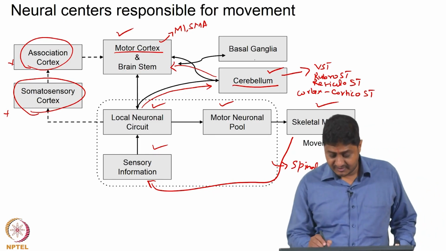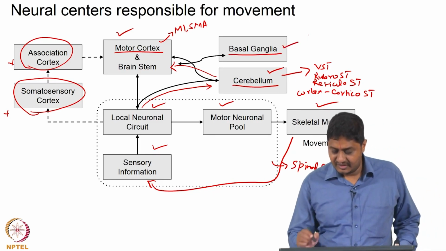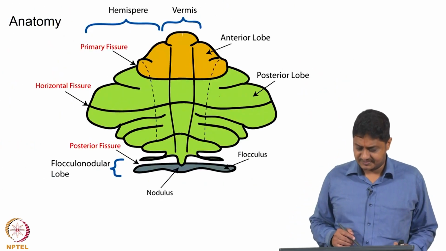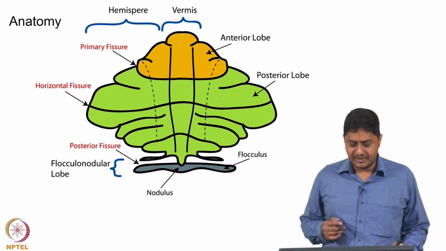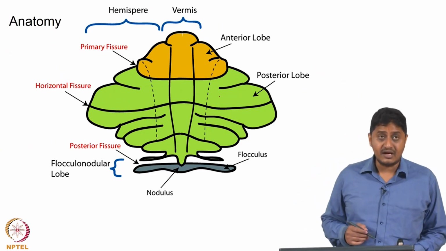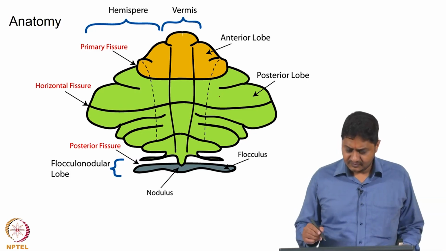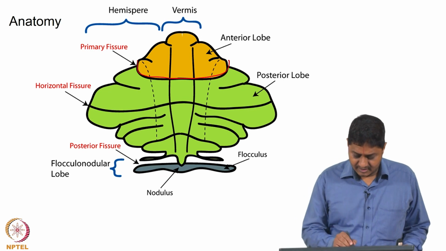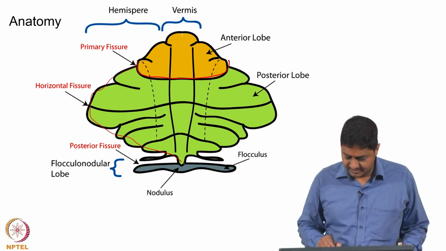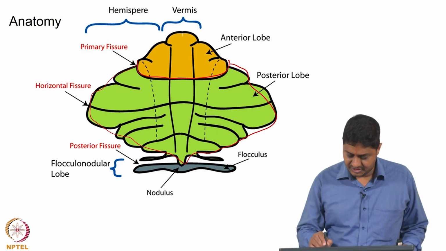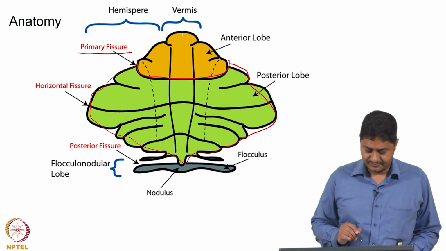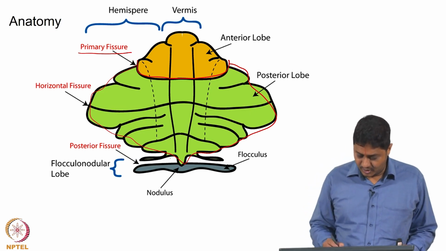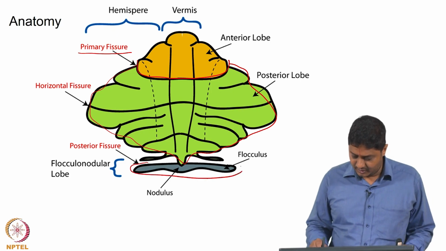So, the next topic of discussion will be basal ganglia. But let us remind ourselves of what we learnt in the past 11 lectures. This is a picture that shows the anatomy of the cerebellum. There is the anterior lobe and there is the posterior lobe, the relatively big lobe. These two are separated by the primary fissure, and there is a fissure that separates the posterior lobe from what is called the flocculonodular lobe.